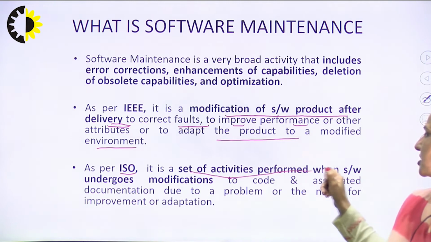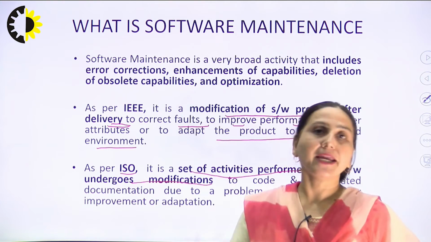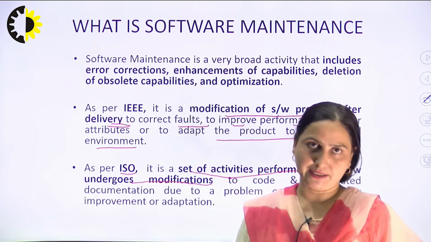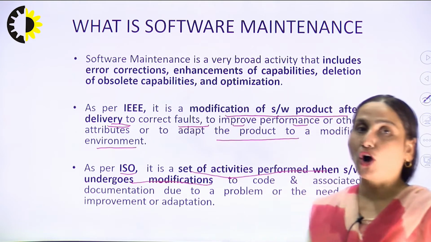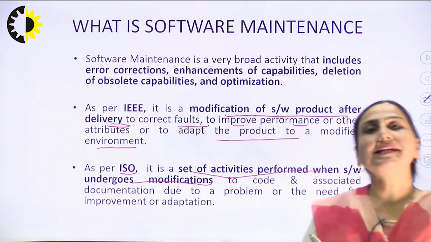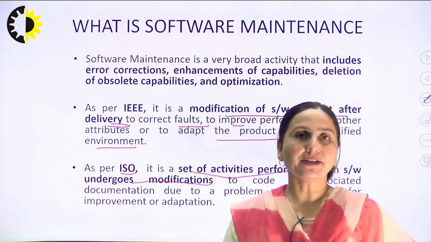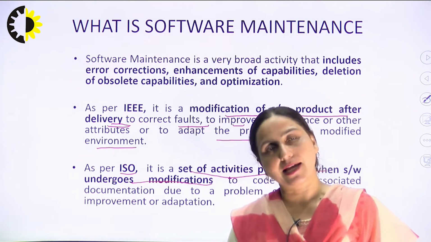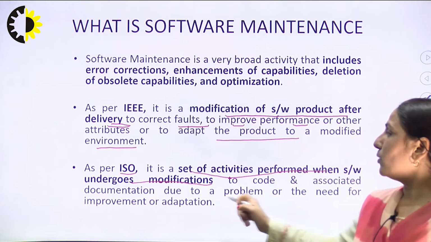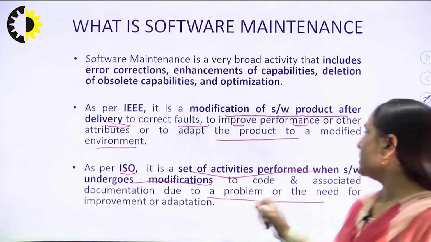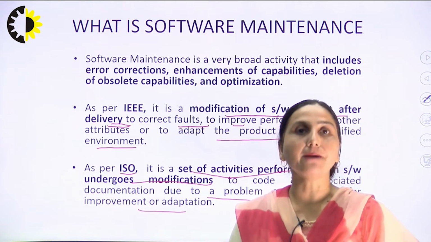It is a set of activities which is performed when software undergoes modification. Right, we may incorporate different types of activities. So what are the different activities that need to be performed when the software undergoes any type of modification? And again, that depends on the requirements from the customers, from the clients, based on which the modifications need to be done. Based on the modifications, to code and to associated documents, due to the problem or the need for improvement or adaptation. So these are the different definitions given by IEEE and ISO.